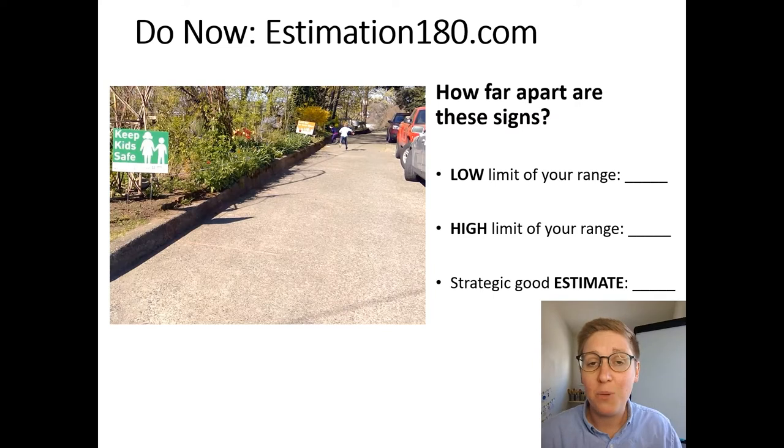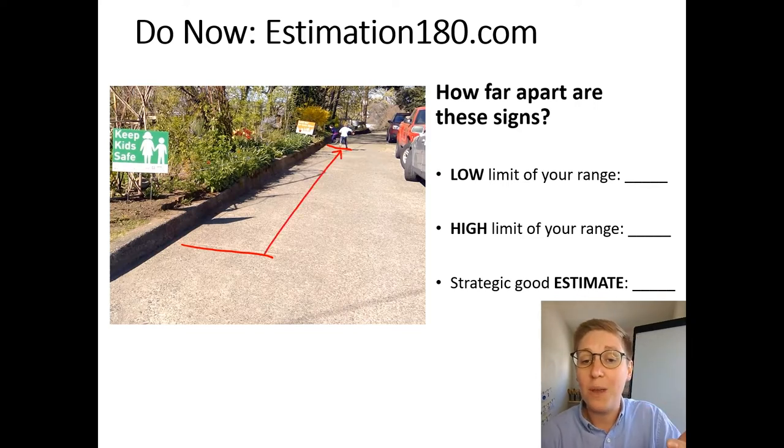For your do now today, we're going to estimate the distance between this start line here on the race my kids run in this video to this finish line way over here. Now remember though, what's tricky is as you're trying to figure out this distance, remember that the further away something is, the smaller it gets. Use clues from the picture. We've got a car over here you can compare. We have a low that you can think of, like it's no less than this amount. Think of a high, it's no more than this amount. And then your estimate should be in between those two, low and high.